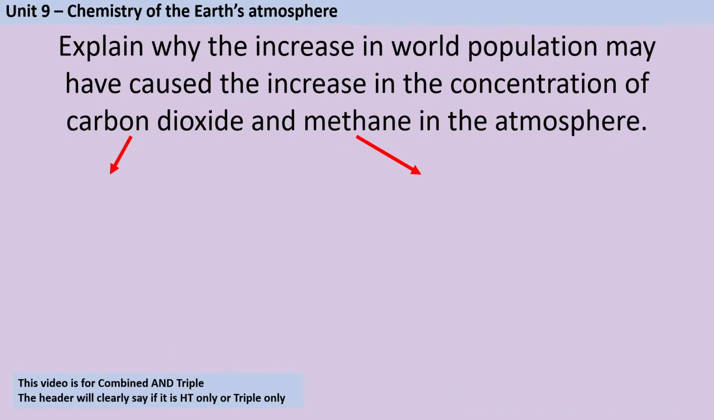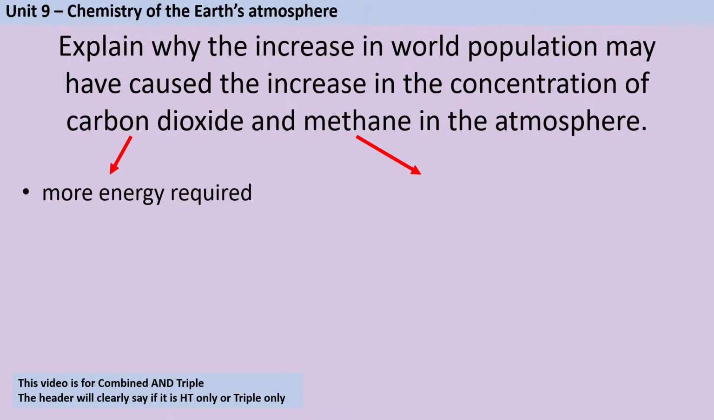So, a typical exam question might ask you to justify how the increase in the world's population has impacted the greenhouse effect, and the trap that a lot of people fall into is saying, oh, there's more people, so they do more respiration and they breathe out more carbon dioxide. Which is probably true, but is not going to get us our marks. So we need to stick with what it says in the specification.